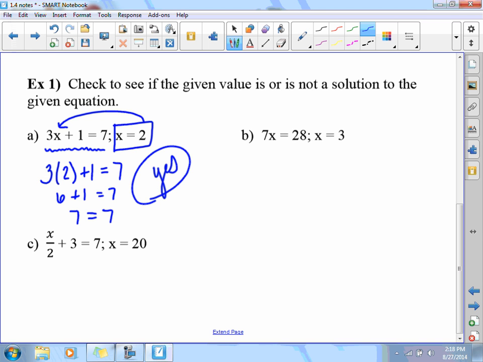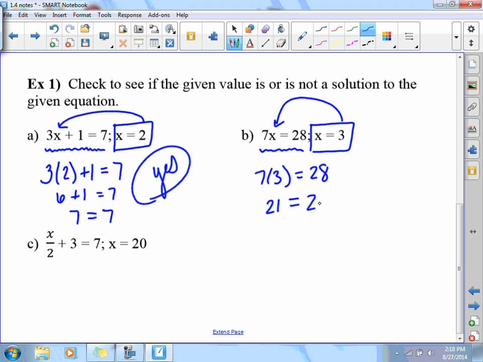For part B, here again, here's my equation, 7x equals 28. This is the value that they want me to substitute in for that x. So 7 times 3 equals 28. Now you should know that 7 times 3 is 21. And I hope you know that that is not equal to 28. So no, that value is not a solution to that equation.